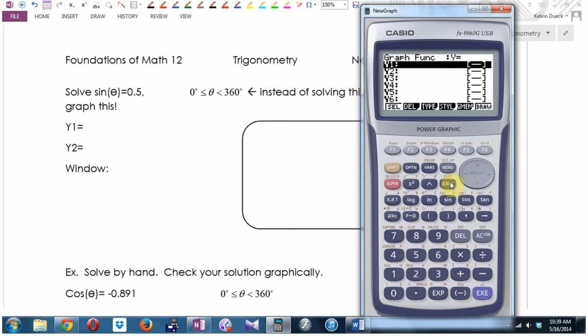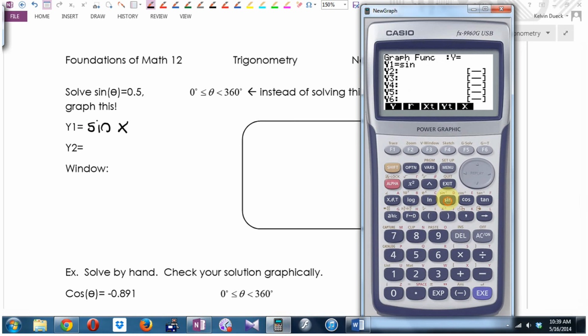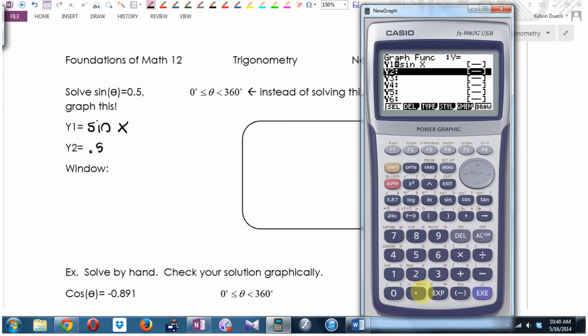Here is how you can solve these graphically. You can graph the left side as one equation. Y1, we're going to just type in sine x. Sine button. Don't hit this x. Where is your x variable button? Right below the alpha. Right? Enter. And my second one, I'm going to graph 0.5, the right-hand side, as a second equation. Y2 equals 0.5.